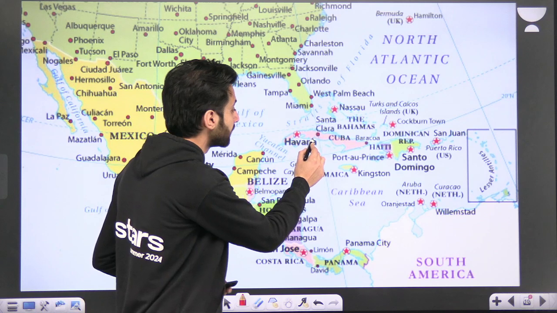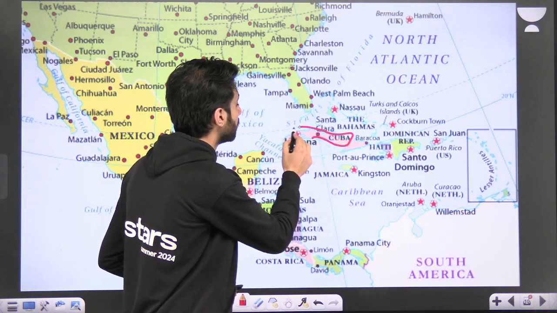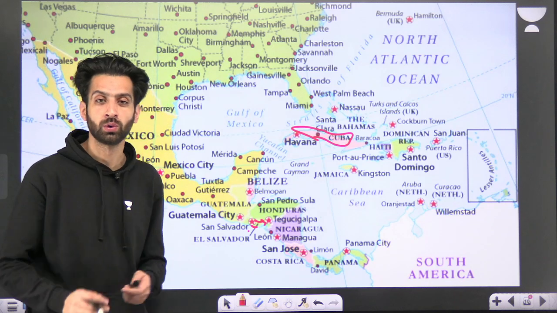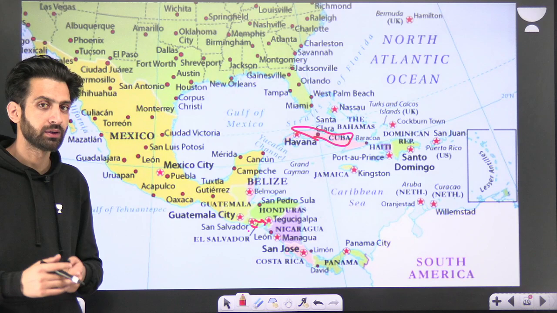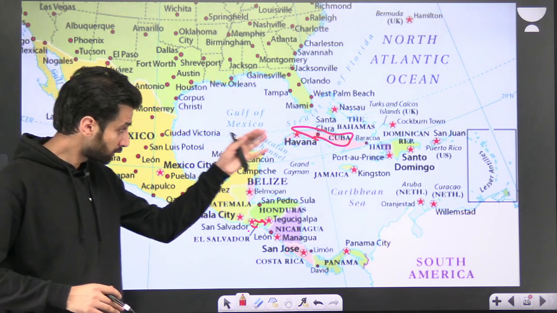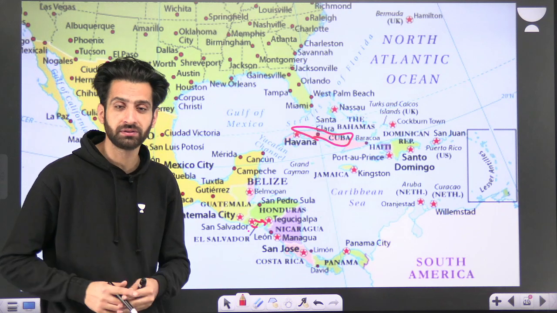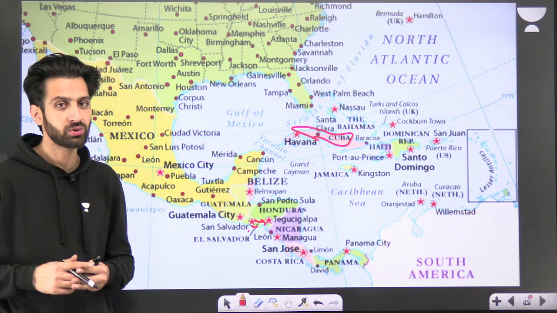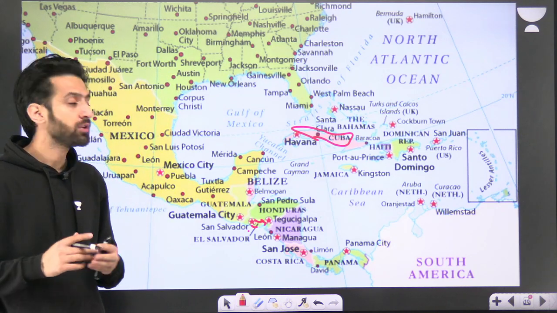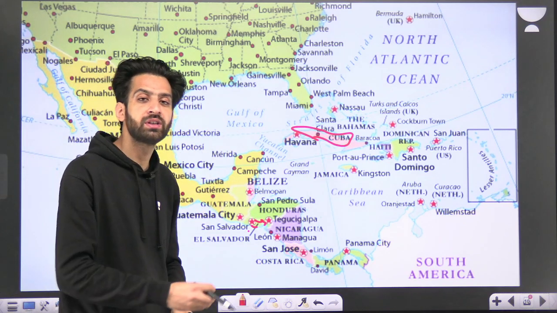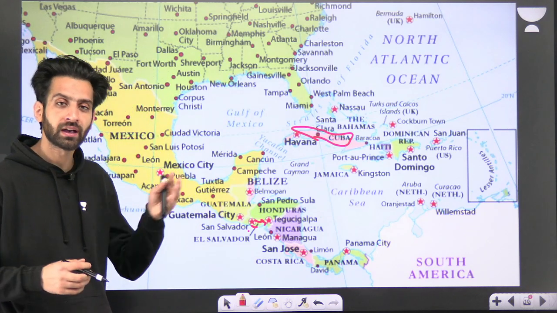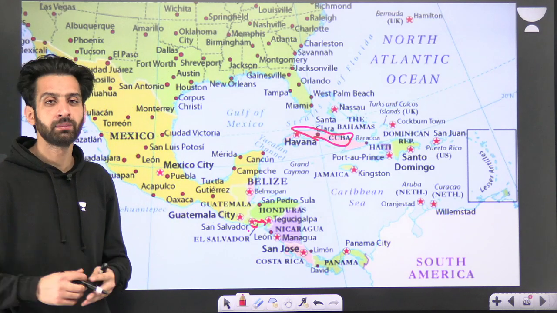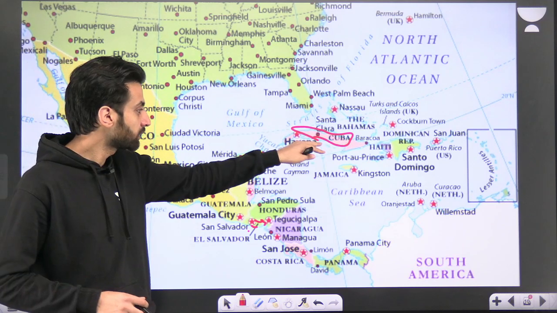First of all, very important is Cuba. Why is Cuba very important? You know that there has been a conflict going on between Cuba and the United States of America, because Cuba is primarily a communist country. It supports communism, while the United States is a capitalist country. So there have been sanctions by the United States on Cuba. The United Nations has tried to sort things out between the two, but there have been no results. So this is the location of Cuba.